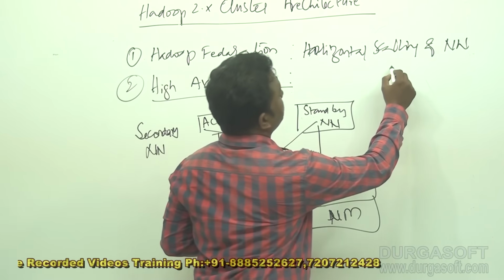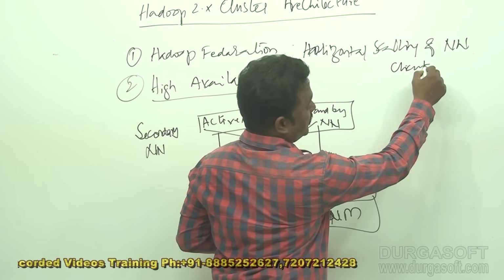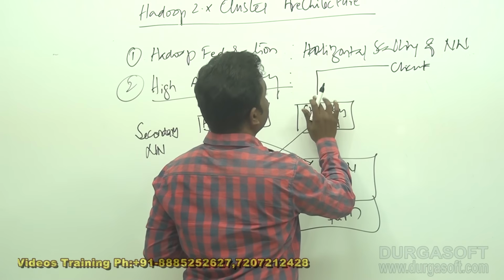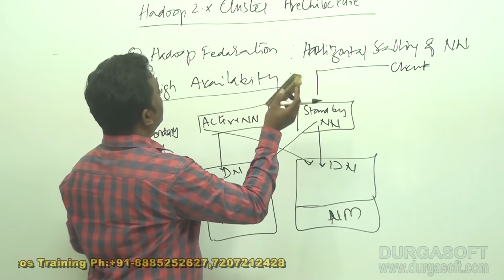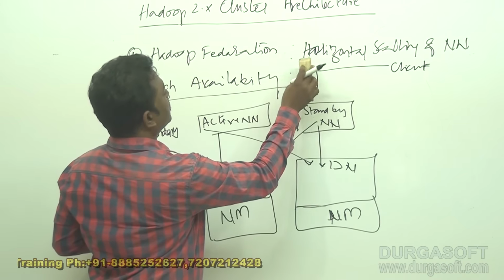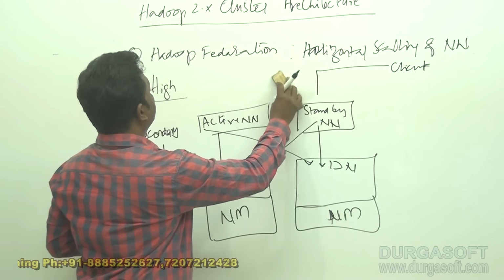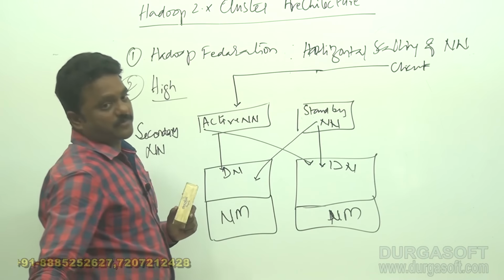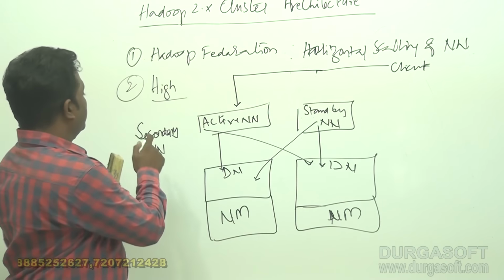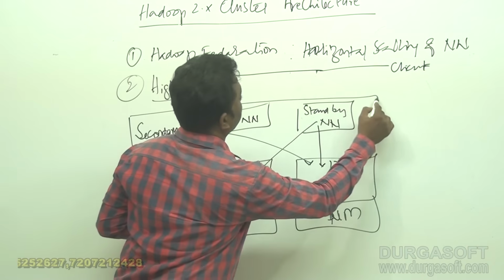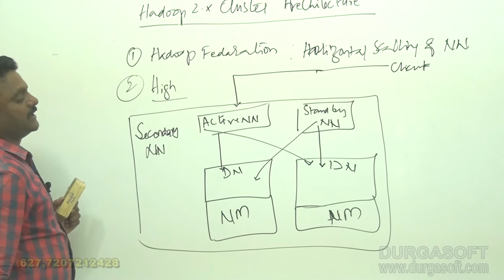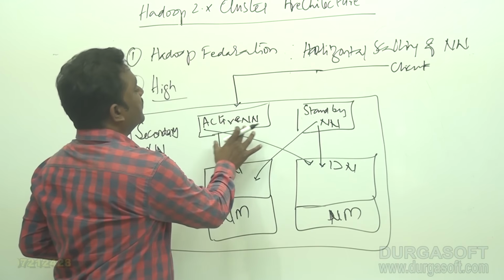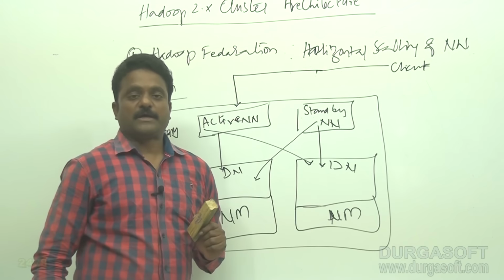Let us say now this is my client, and I wanted to access some data. This is HDFS. Now this client will have an interaction with the active name node, so from there the cluster would interact with the client. Now we have been saying that if this fails, you have a standby name node available.